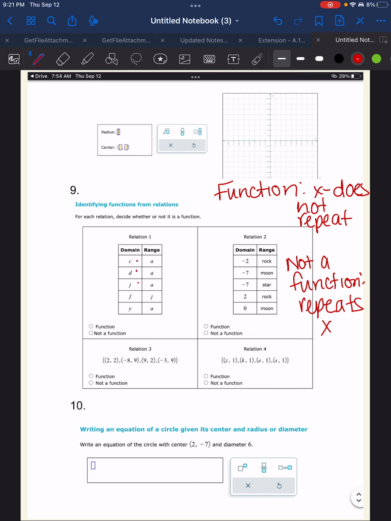We have C, D, J, F, Y. Function or not a function? Function. Nothing is repeating. We didn't repeat our X. Oh, let's go back and talk about domain and range. Domain is X. Range is Y. -2, -7, -7, 2, 0. Function or not a function? Not a function. Shame on you. You went back to -7 twice. 2, -8, 9, negative 3. Did you repeat? No, good for you. Z, K, E, S.